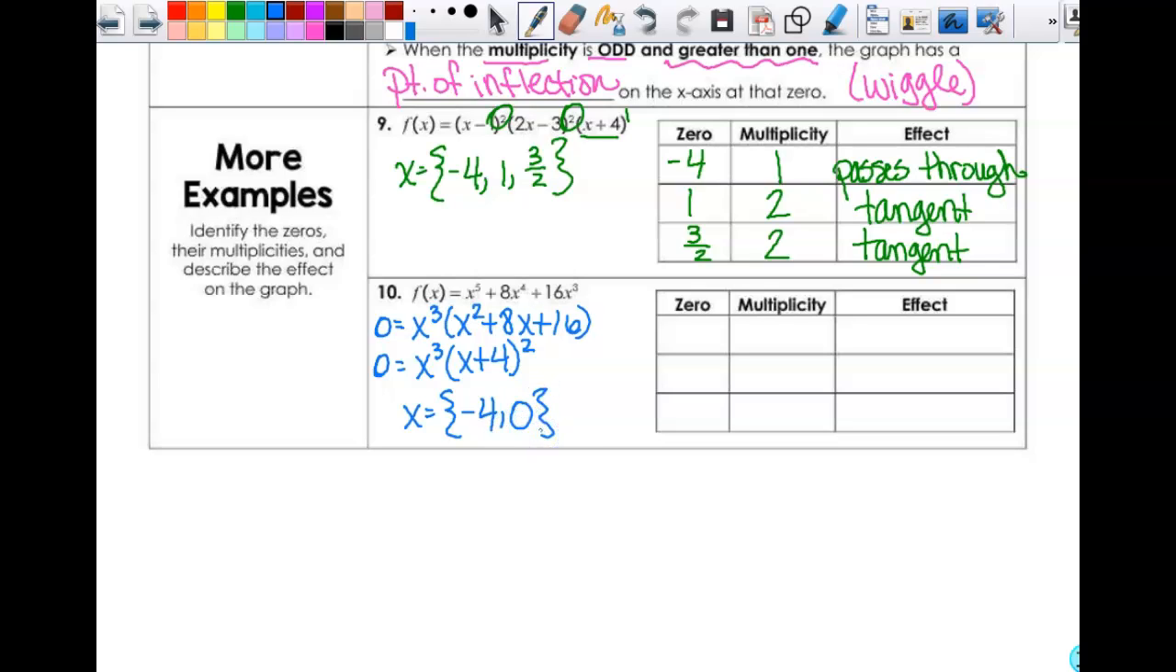All right. Is that what we got? Okay, good deal. So then this 0 that's in -4, V, what is that multiplicity? 2. And what is the effect on that, V? Tangent. Very good. All right, so then my other 0 is 0. Ashley, tell me, what is that multiplicity? 3, and what's that effect? Very good. Point of inflection.